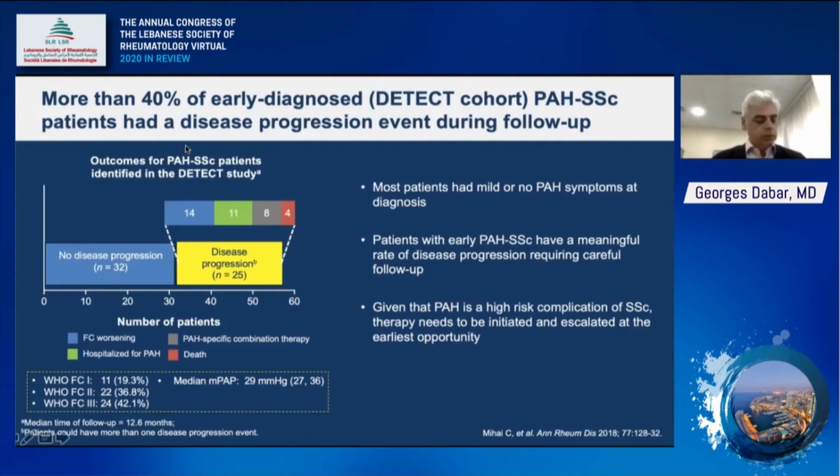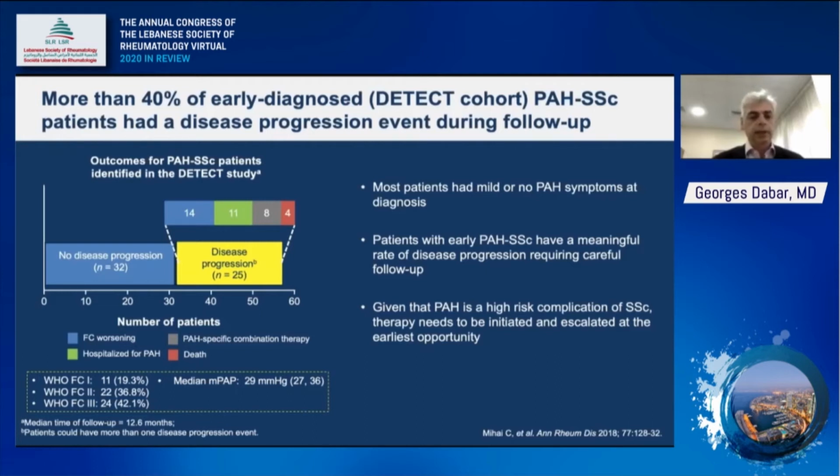It's important to know that more than 40% of the early diagnosed patients with scleroderma and pulmonary hypertension have disease progression during follow-up. So even if you detect them early, it doesn't mean they're going to be stable. They can progress. 40% of them can progress or can have events. They can have functional class worsening, they can be functional class 2 and go to functional class 3.